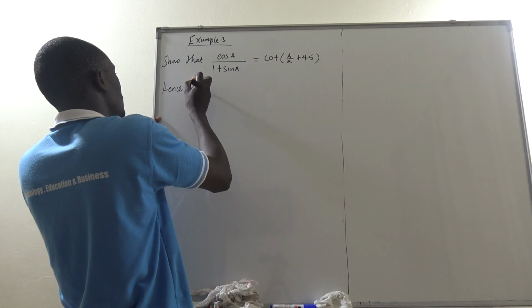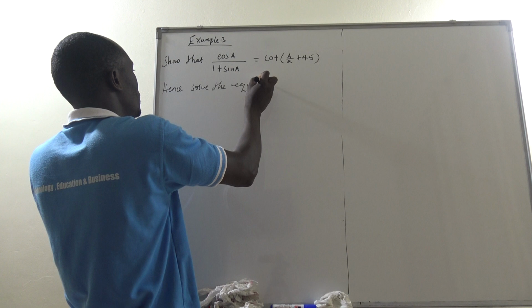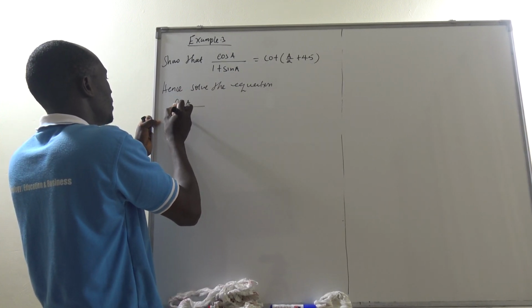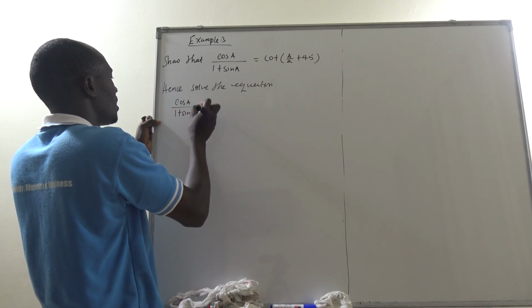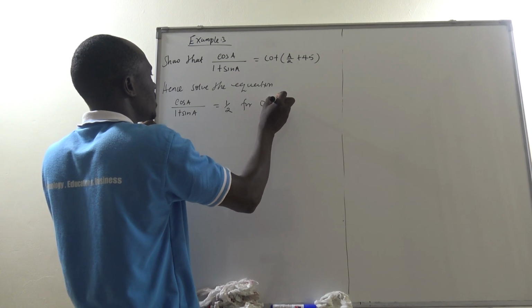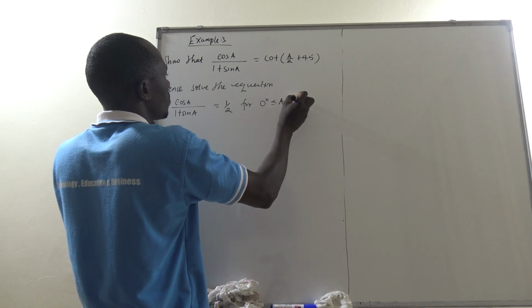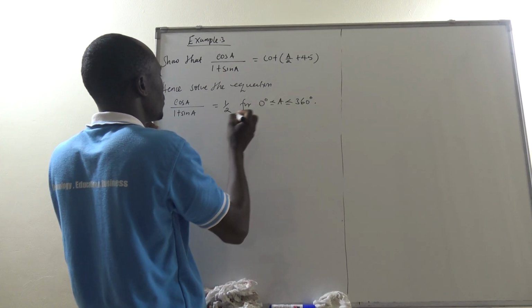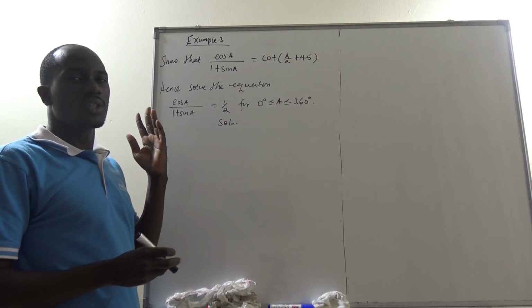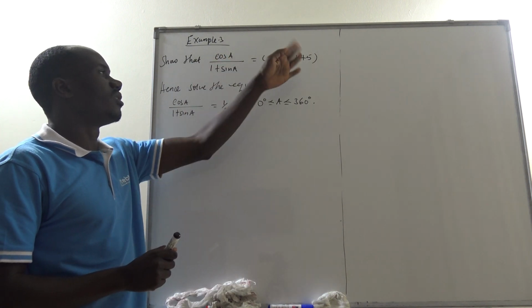Hence, solve the equation cos A all over 1 plus sin A equals a half, for 0 degrees less than or equal to A less than or equal to 360 degrees. Solution. When they say show, strictly start from the left hand side and see that the left hand side equals the right hand side.